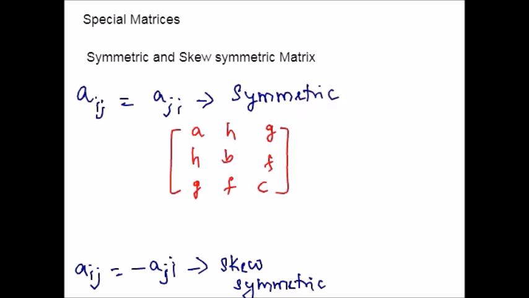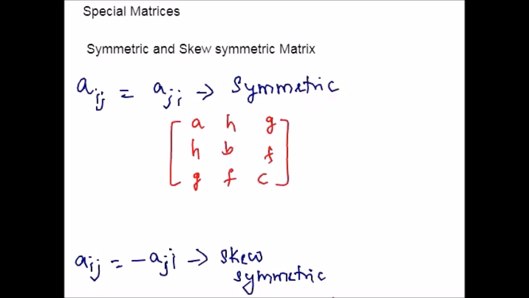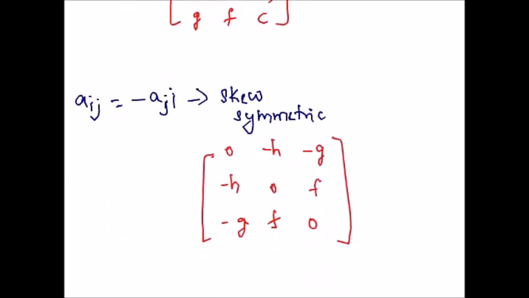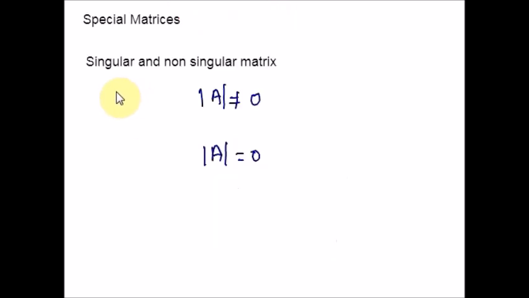Now let's see an example for skew symmetric. The diagonals will be 0 and these values will be the reflection of the other but with a negative sign, because Aij is equal to minus Aji. The difference between symmetric and skew symmetric is that in the skew symmetric the diagonal will be completely 0. Hope you understand the difference between these two. Now let's see what is meant by singular and non-singular matrix.